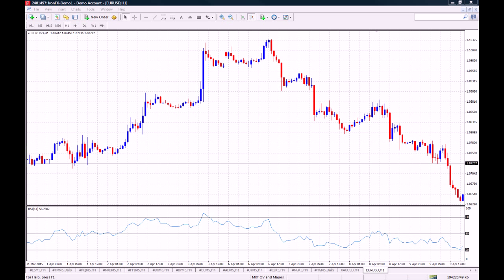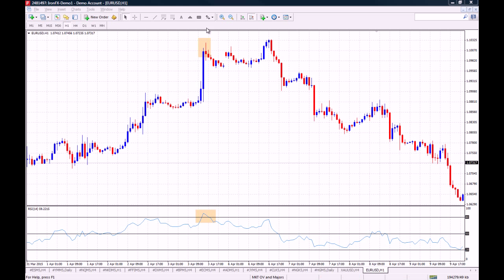The RSI, or Relative Strength Index, is a momentum oscillator that measures the speed and change of price movements. The RSI oscillates between 0 and 100 and is considered oversold under 20 and overbought above 80. Now, you can see that when the conditions of this oscillator are overbought, just as in this case, price tends to reach a level that is unsustainable and is due for a correction.